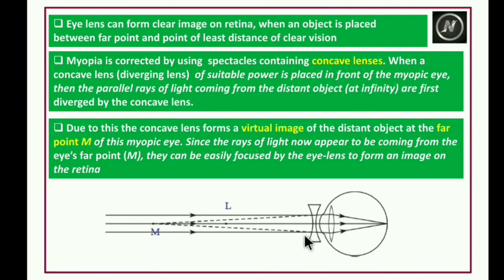If you observe this diagram, this is the concave lens. The parallel rays coming from infinity, beyond the far point, are first diverged by the concave lens. These diverged light rays form the virtual image at far point M. Now this image formed at the far point acts as the object for the eye lens. Due to this, the eye lens forms the image on the retina.